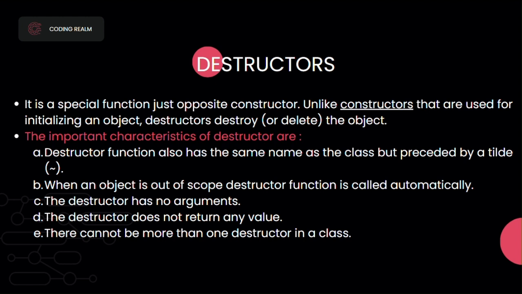Now let's see the important characteristics of the destructor in object-oriented programming. First of all, a destructor function also has the same name as the class, but preceded by a tilde. When an object is out of scope, the destructor function is called automatically. The destructor has no argument and does not return any value. And finally, there cannot be more than one destructor in a class.